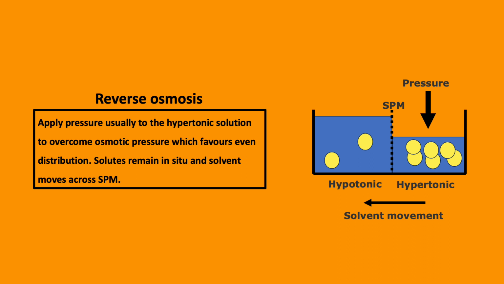Reverse osmosis. If you apply hydrostatic pressure to a solution to overcome the osmotic pressure, this will favour a shift in the movement of fluid from the hypertonic solution into the hypotonic solution through the semi-permeable membrane.